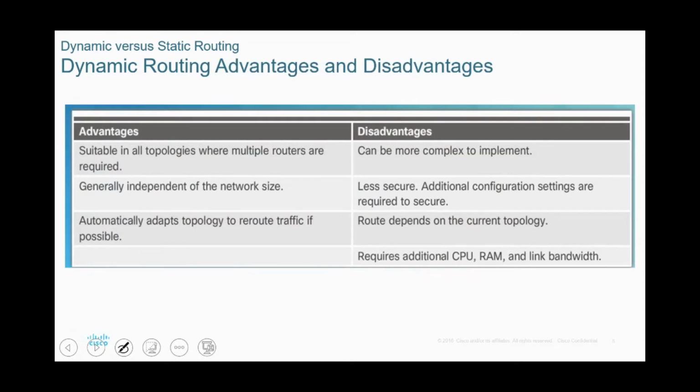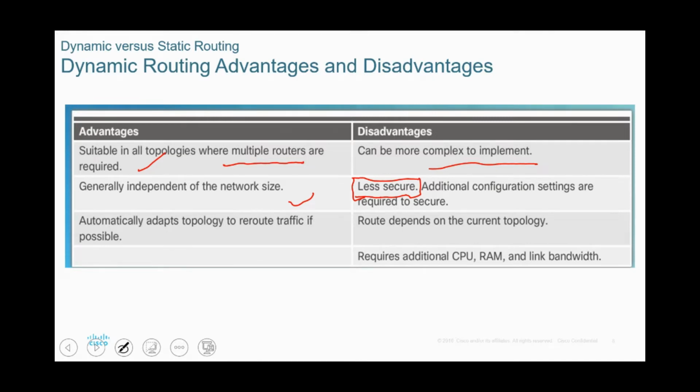So this slide is talking about the advantages and disadvantages of the dynamic routing protocols. Of course, for the advantages, the dynamic routing protocol is suitable for all the topologies where multiple routers are required. So for the big networks. But of course, for disadvantages, it can be more complex to implement. And the dynamic routing protocols are generally independent of the network size, but because of that, it is less secure.